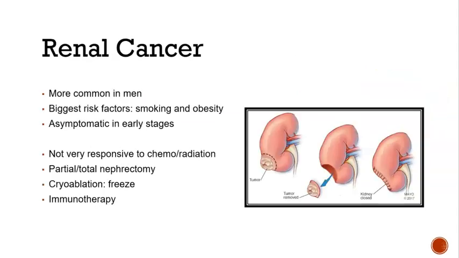With renal cancer, we're going to see this more commonly in men, and our biggest risk factors are going to be smoking and obesity. Renal cancer is typically asymptomatic in the early stages. Once it is caught, it's usually not very responsive to chemo or radiation. So typically the first line of treatment is going to be a partial or a total nephrectomy, which is when they either remove part of the kidney or remove the entire kidney. They can also do cryoablation, where they freeze off the tumor. And then we can also try immunotherapy.